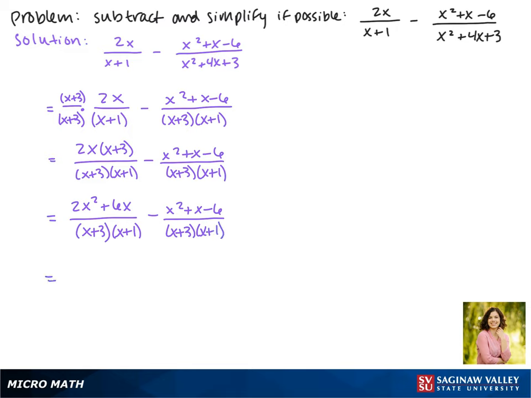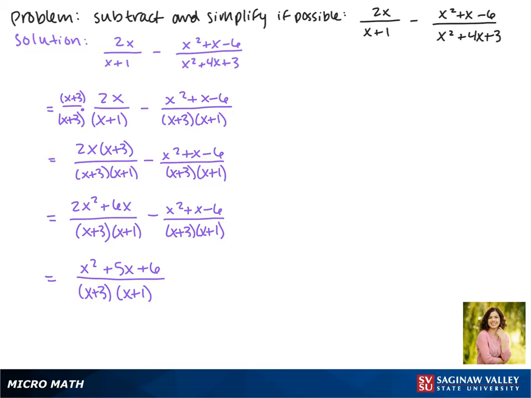Now we can combine the numerators. So 2x squared minus x squared is x squared, 6x minus x is 5x, and this negative 6 is being subtracted, making it a plus 6. And our denominator will stay the same.